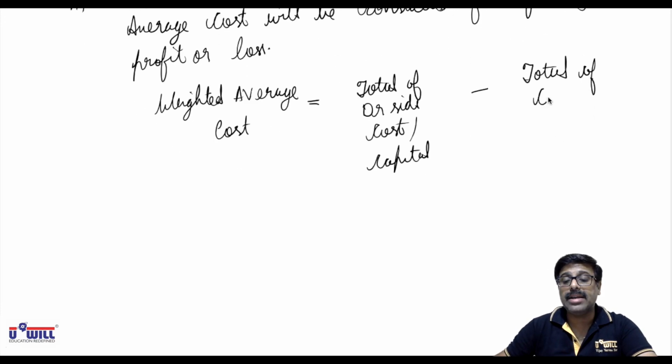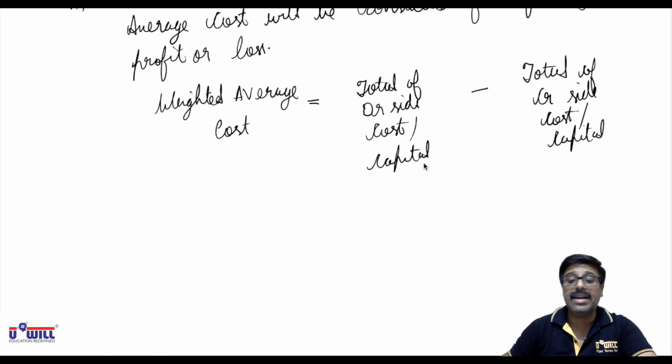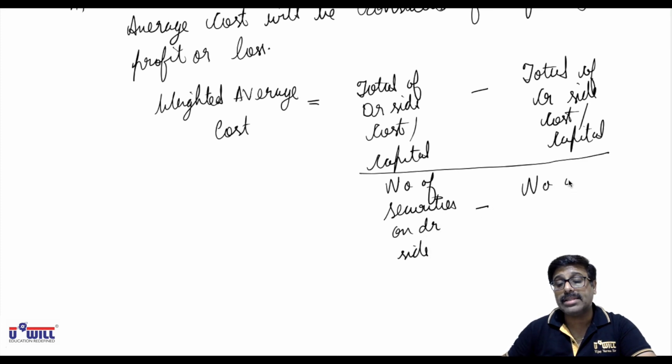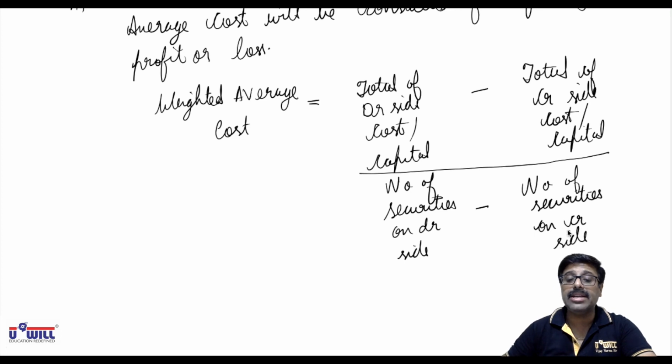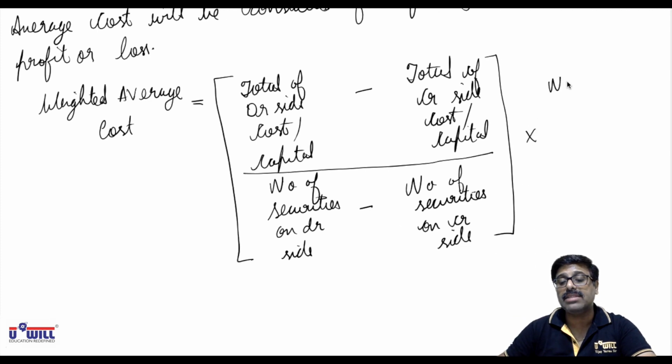minus total of credit side, but which column? Cost or capital column, last column. This column, cost or capital column, last column. Total of debit minus total of credit divided by number of securities, means debentures, bonds, etc., on debit side minus number of securities on credit side, multiplied by number of securities or investments sold.